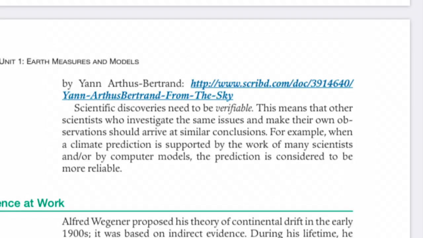Scientific discoveries need to be verifiable. This means that other scientists who investigate the same issues and make their own observations should arrive at the same conclusions. For example, when a climate prediction is supported by the work of many scientists and/or by computer models, the prediction is considered to be more reliable.